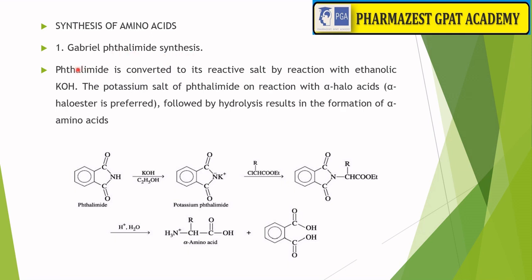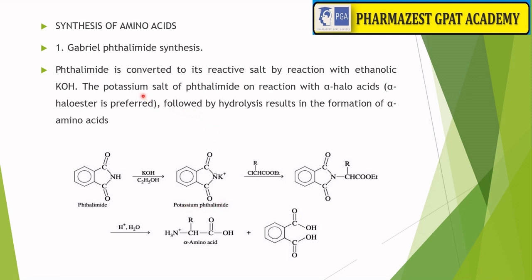Gabriel-Phthalimide synthesis. Phthalimide is converted to its reactive salt by reaction with ethanolic KOH. In this reaction, phthalimide is reacted with ethanolic KOH. As a result, H+ is substituted by K+, resulting in the formation of a highly reactive intermediate, that is potassium phthalimide, which is highly reactive.